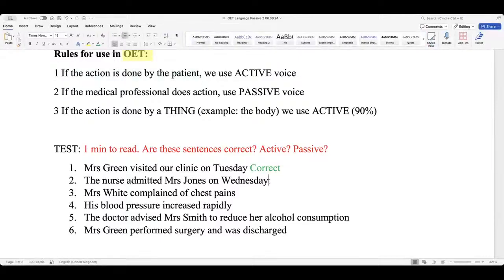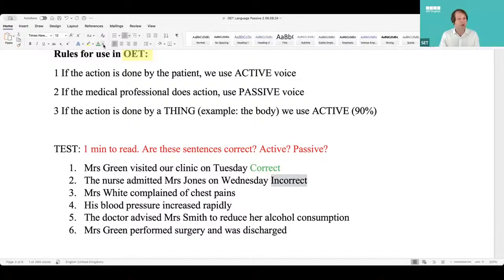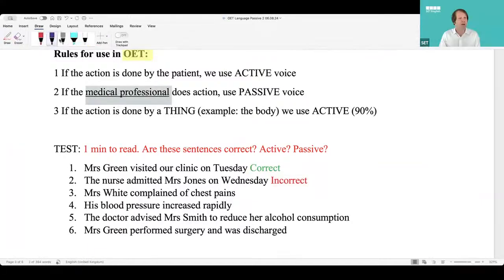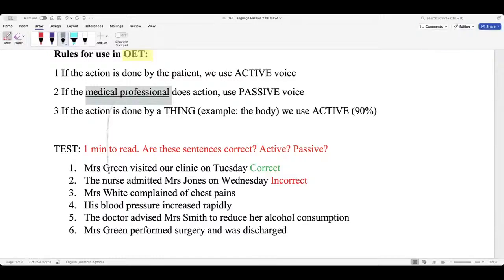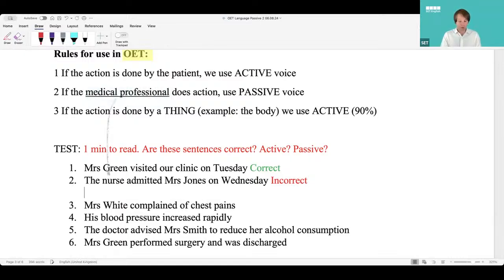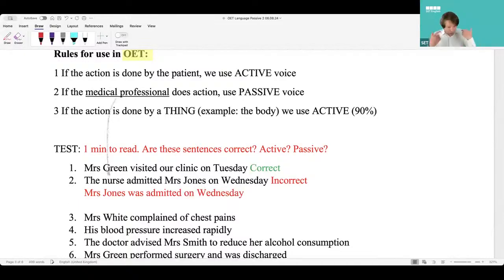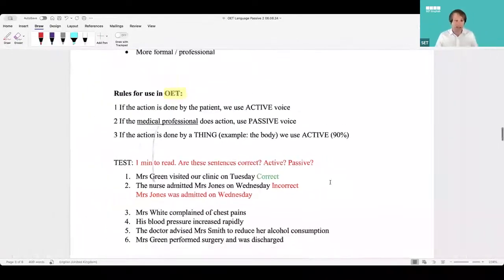Guys, number 2, the nurse admitted Mrs. Jones on Wednesday. Correct or incorrect? Better use passive. Who is doing the action? Nurse, a medical professional. So should I use passive or active? Passive. So I should say Mrs. Jones was admitted on Wednesday. Okay? It's easy when you think about it like this. Hopefully I'm making this easy.